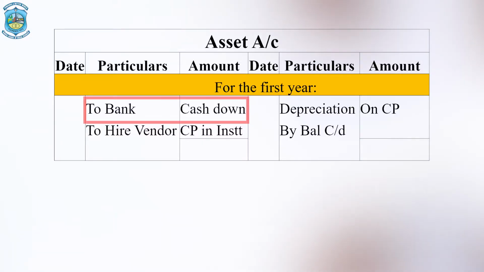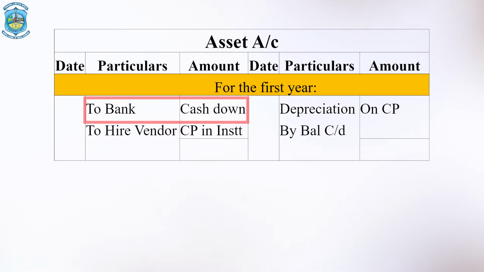Usually at the time of agreement, maybe given as the beginning of the year, this entry would be passed on the date of agreement as to bank, the payment made against the asset, that is, asset account debited to bank. So, it is the simple posting of this particular journal entry.